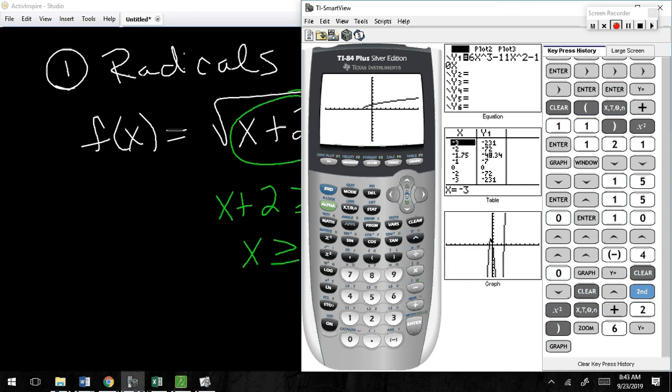Does my domain match my graph? On my graph, is x bigger than or equal to -2? Left to right, it starts here at -2, and then it goes on forever to the right. So I'm good there. My domain is justified graphically. How about the range, looking at this, though?